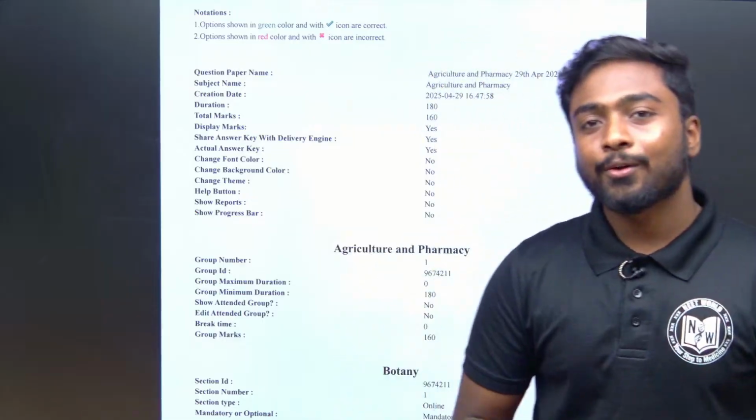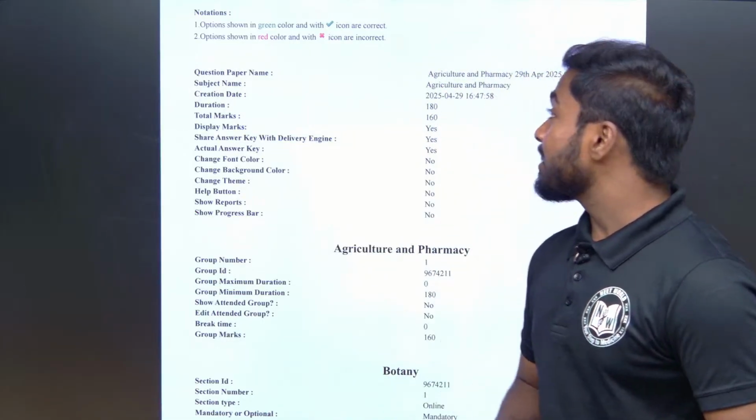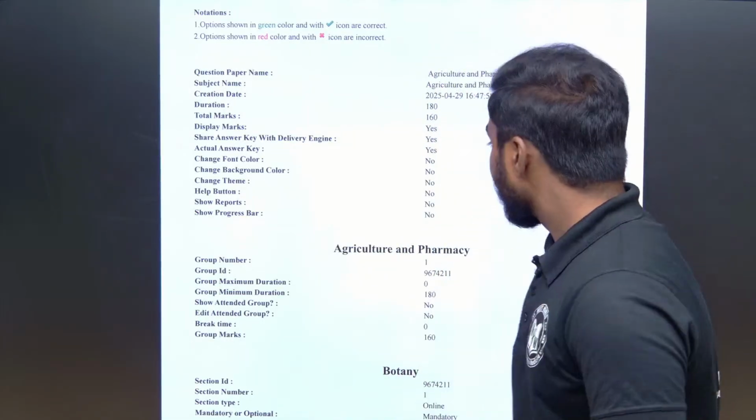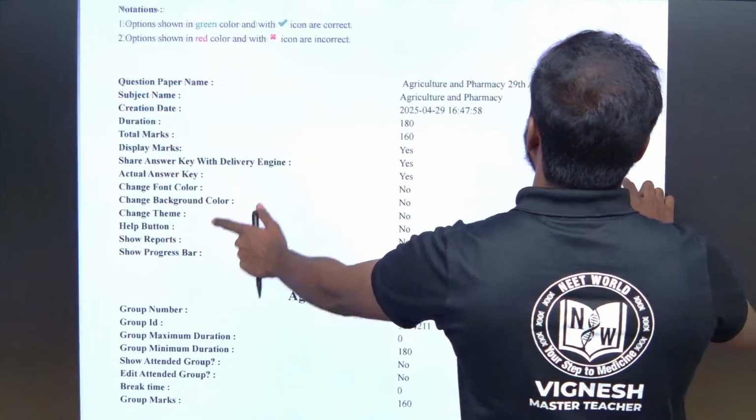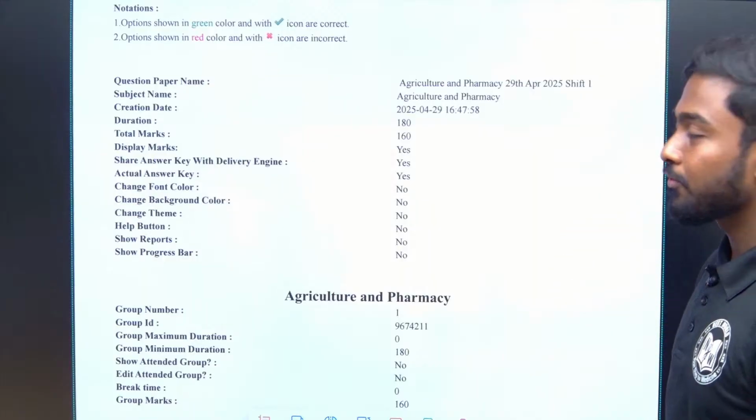So in this session we are going to see the questions in TG EAPCET in physics. Okay. So let me take a paper that is 29th April 2025, shift number 1.